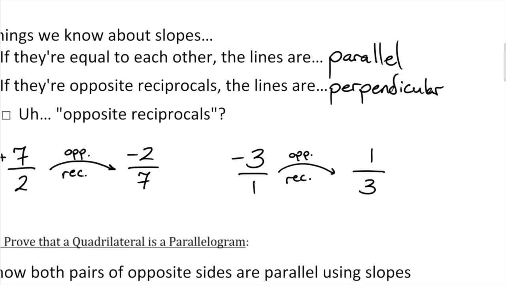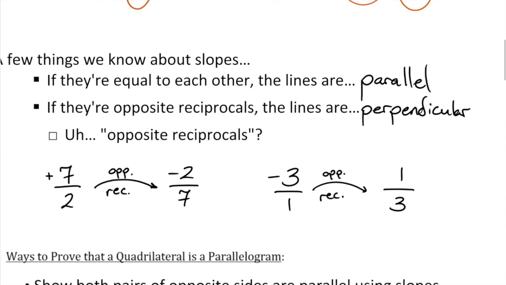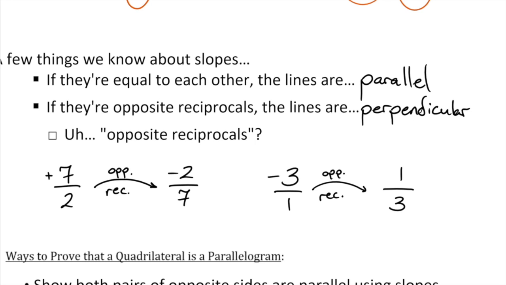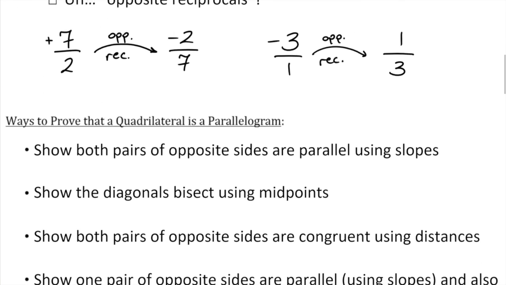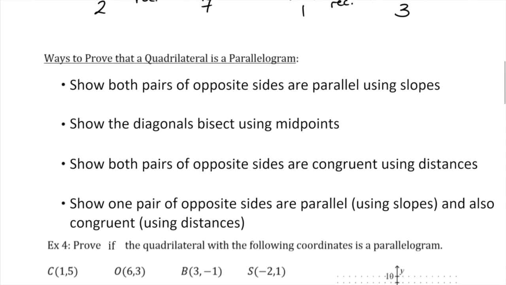So if we have slopes that are opposite reciprocals, they are perpendicular lines. They intersect specifically at a 90-degree angle. They're perpendicular. So let's get into the actual coordinate proving piece.